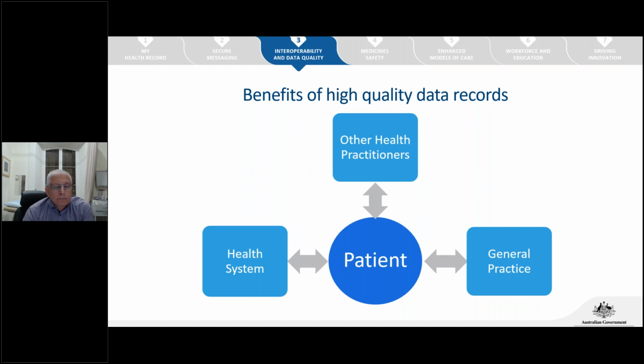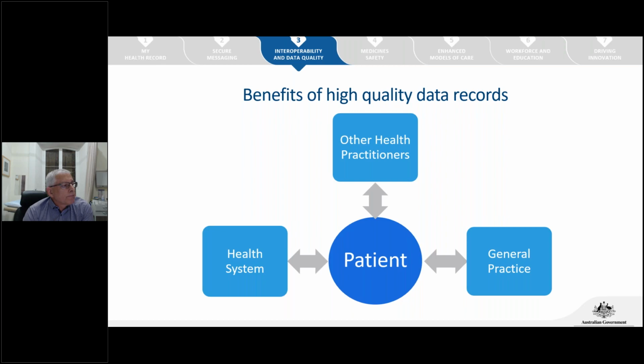For GPs, high quality health records allow them to effectively communicate with their colleagues and other healthcare professionals. It allows GPs to take full advantage of clinical information systems to more efficiently manage patient follow-up, and that would be through reminders and recalls, and for particular patient populations. GPs may also rely on health records defending against medico-legal claims.